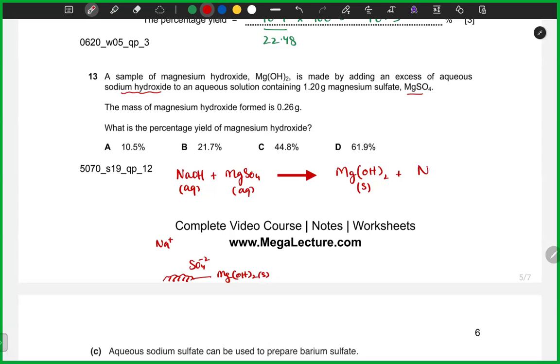And Na and SO4 are left in the solution because group 1 compounds are all soluble. So what's left is sodium and sulfate ions. It's going to be Na2SO4 because Na is +1 and SO4 is -2. So next I need a balanced equation. So 2 Na, because on the other side there are two Nas. I don't know if you needed this equation or not in this question.